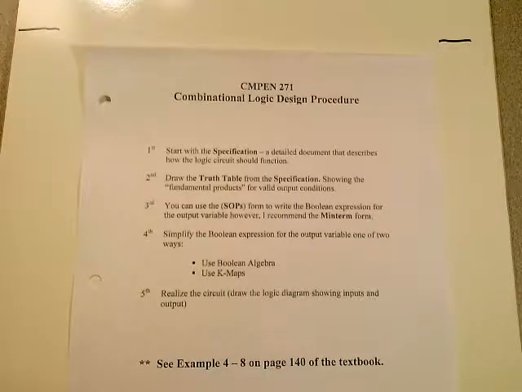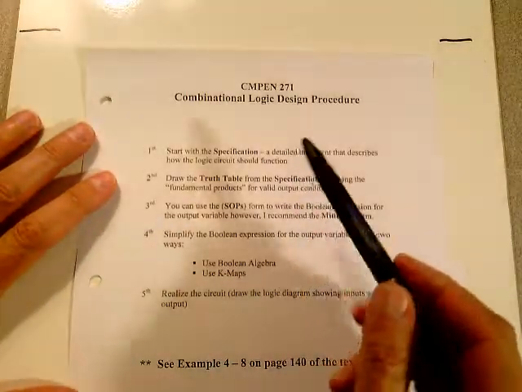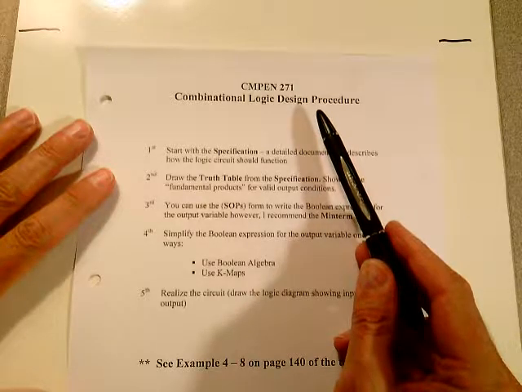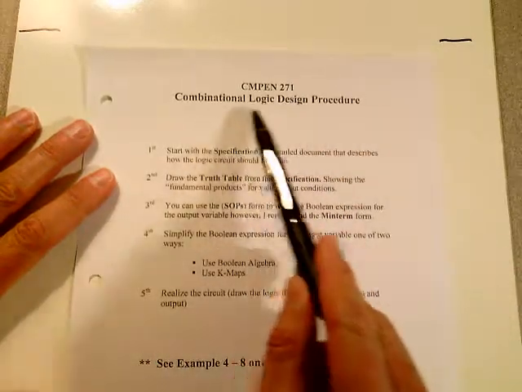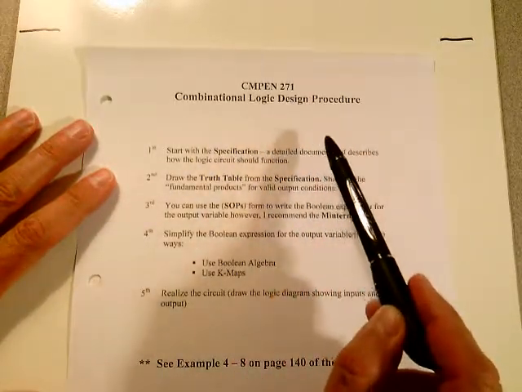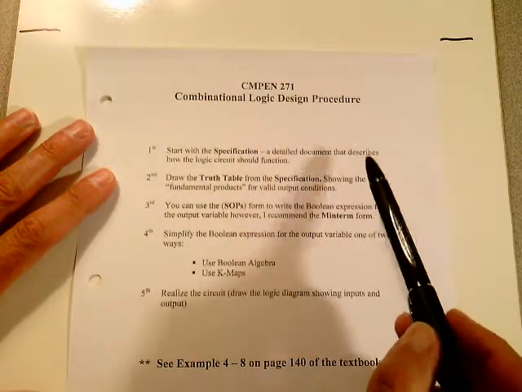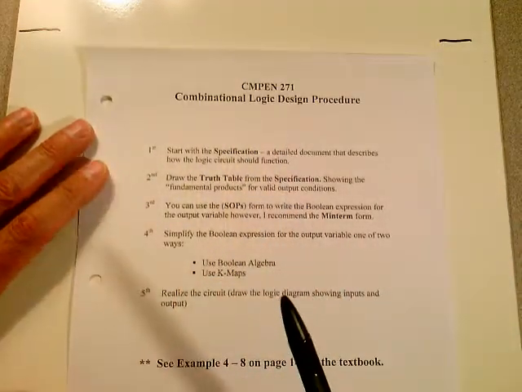Karnaugh Maps, sometimes referred to as K-Maps. If you look on page 100, at the top, the first thing I'm going to do is mention this combinational logic design procedure. It's very important as we go through the next week or so. We're going to do some design, and the design is going to center around combinational logic circuits. The second half of the semester we talk about sequential logic design, but the first half of the semester we concentrate on the combinational logic procedure.